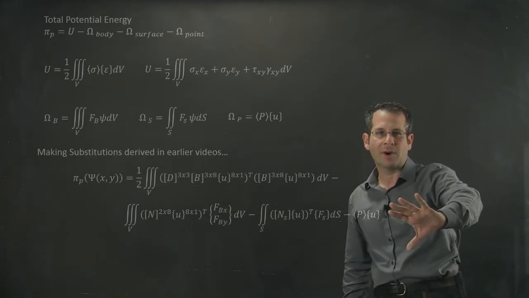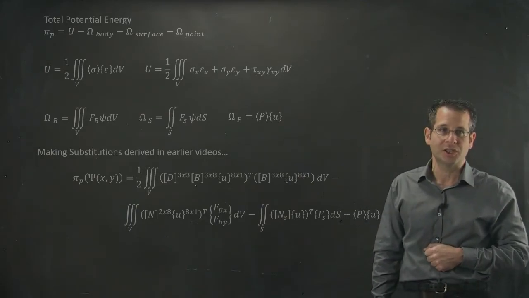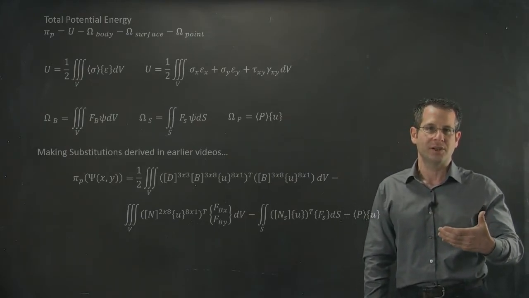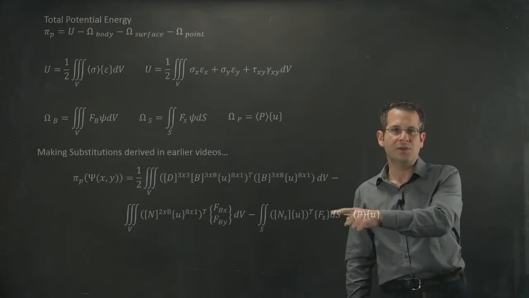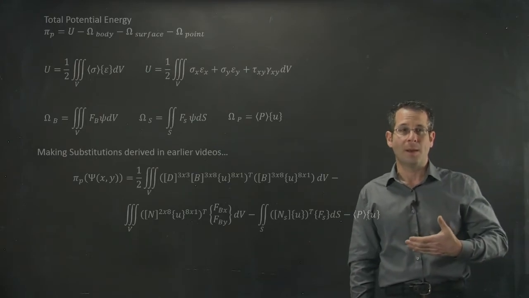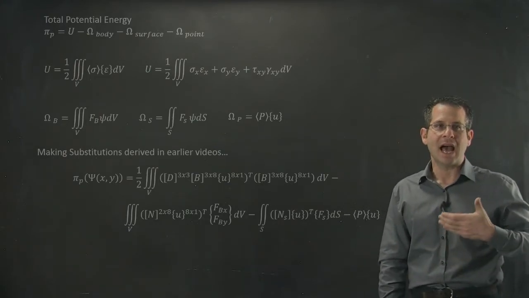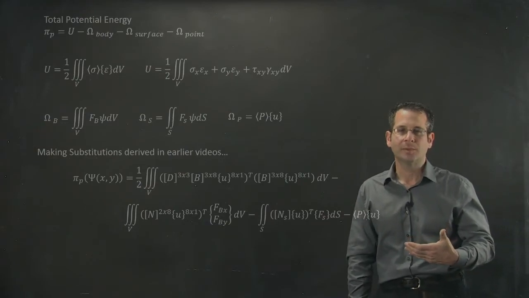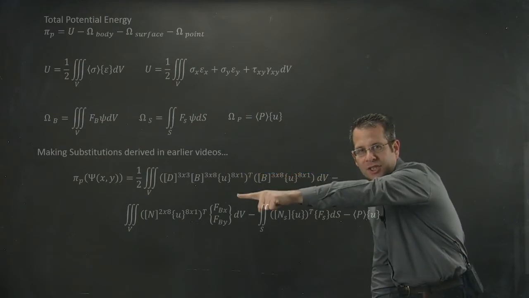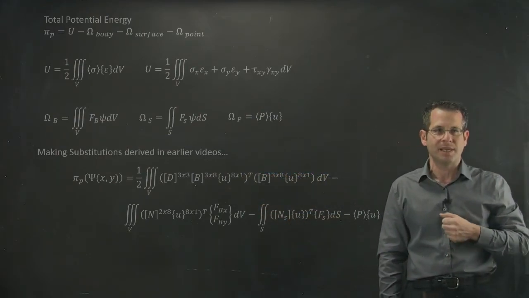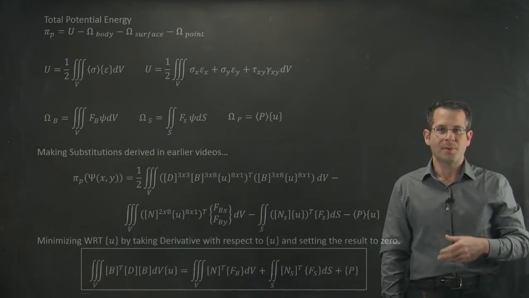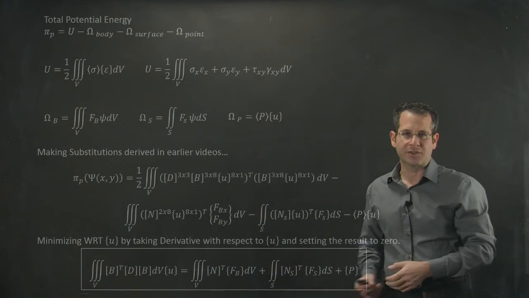So now I have an approximation for the total potential energy stored in my system. My next step is to apply the principle of minimum potential energy, which is that the values for my displacement vector, which will minimize the total amount of potential energy stored in the system, are the actual displacements that will actually occur. So what I'm going to do is take the derivative of this function with respect to my displacement vector and set that equal to 0. I'm going to get this equation as a result.